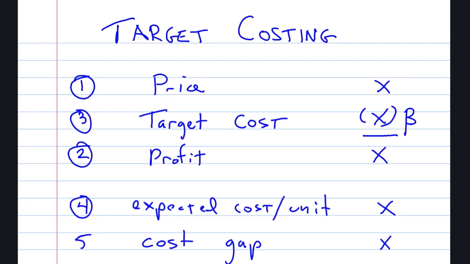So imagine the cost per unit is $10 and the target cost is $9. We would have a cost gap of $1. So the production department would try to find cost savings of $1 without harming the quality of the product.